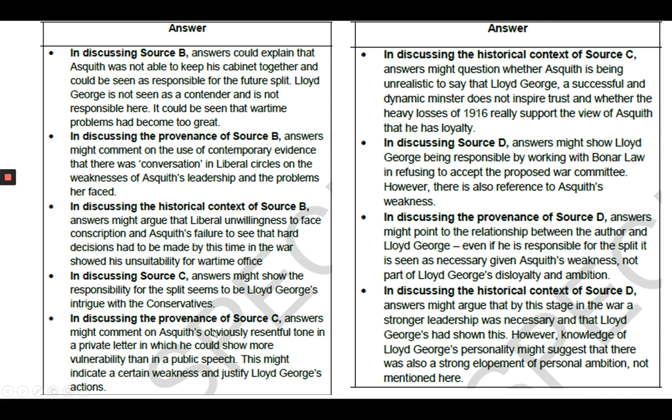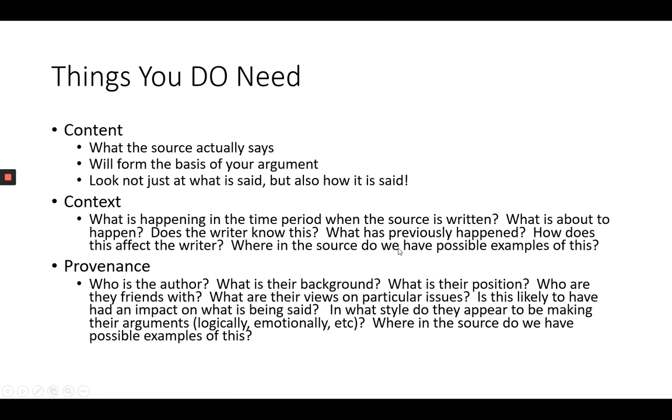So what provenance is doing, provenance is talking about things which are from within the source. Who is the author? That's the provenance. What is the background? What is their position? Lloyd George, Chancellor of the Exchequer, Asquith, Prime Minister, that kind of thing. Who are they friends with? What are their views on particular issues? Is it likely to have had an impact on what's being said? In what style do they appear to be making their arguments? Are they being logical? Are they being emotional? What in the source do we have as possible examples of this? So in other words, provenance is to do with the manufacturing of the source. I don't mean manufacturing in a fake way. I just mean what goes into that source.